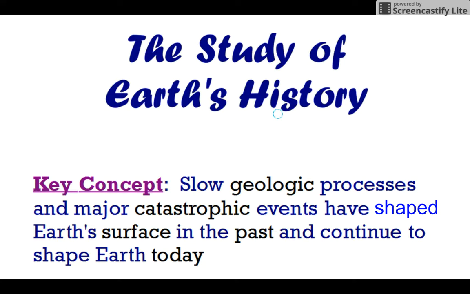At the very top, we have the key concept. Slow geologic processes and major catastrophic events have shaped Earth's surface in the past and continue to shape Earth today. It's kind of a mouthful, but basically just think about it as there are slow processes and there are very sudden or quick processes. And both of these things are shaping and changing the Earth the same way that it did when it first formed and how it is today.